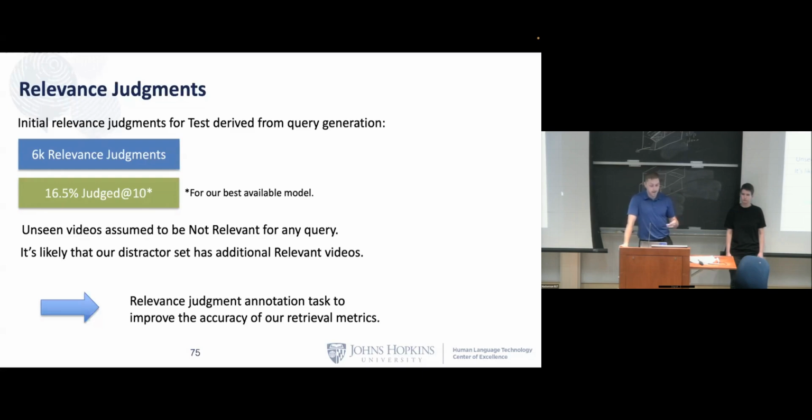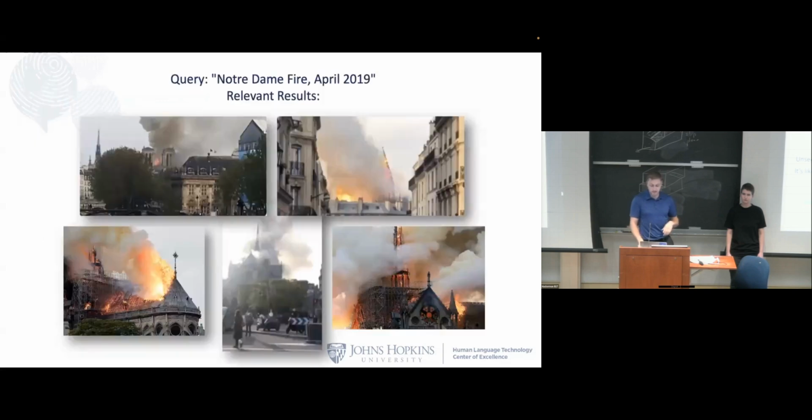So we need to do a second round, or even a third round that we're working on now, but at least a second round of annotation to improve the accuracy of the task itself, and make it more holistically robust. So we had the three categories that Kate mentioned at the beginning. True relevant results were, in this example, the actual videos depicting the fire itself.